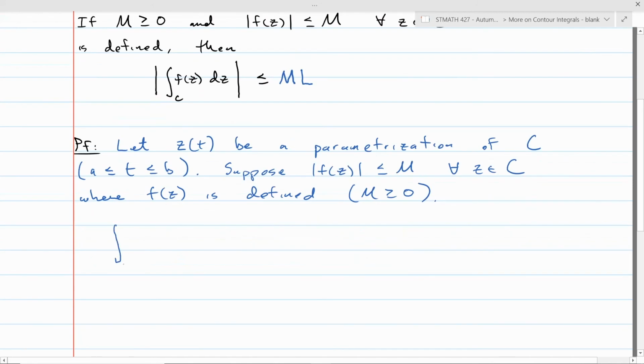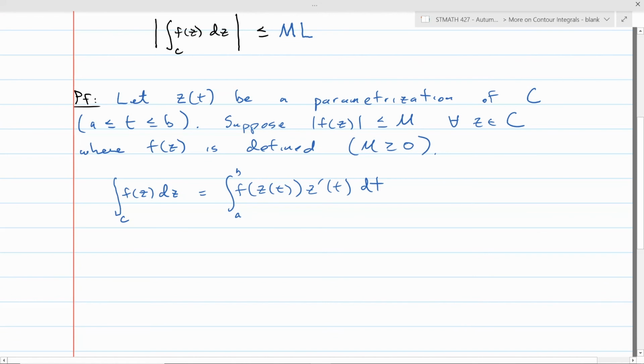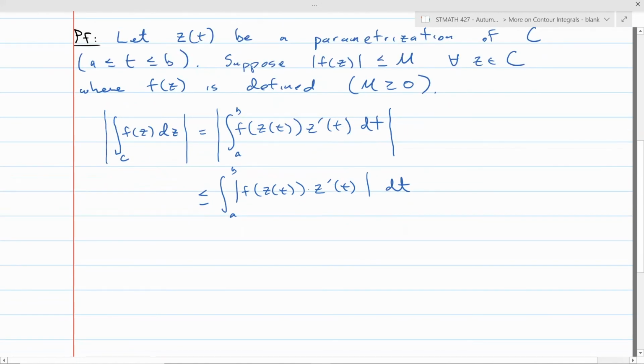The integral over C of f of z dz, just by definition of contour integral, would be the integral from a to b of f of z of t times z prime of t dt. And so then if we take the modulus of that, by our previous lemma, we can say that that integral is less than or equal to, I can pull the modulus in basically, the integral a to b of the modulus of f of z of t times z prime of t dt. And now we're dealing with a real valued integral, because we're taking the modulus of the stuff that you're integrating. So we can use stuff that we know about real valued integrals.